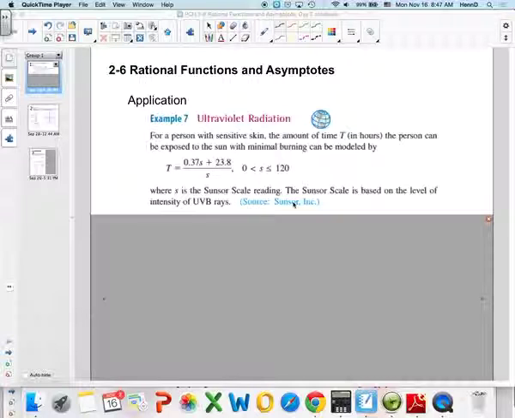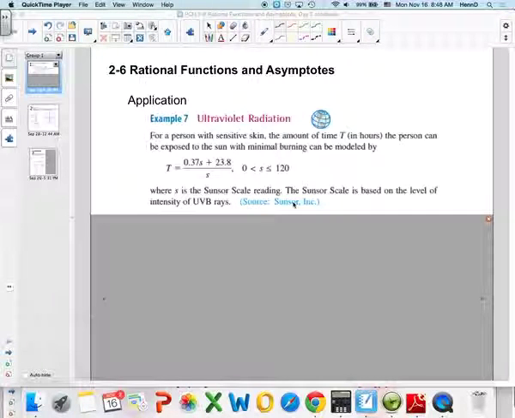Here's a formula that they were able to come up with. It says for a person with sensitive skin, the amount of time t in hours the person can be exposed to the sun with minimal burning can be modeled by this function here. And notice, s is greater than 0, okay? So t is our time in hours, and then we have this value s, and s is greater than 0 and less than or equal to 120.